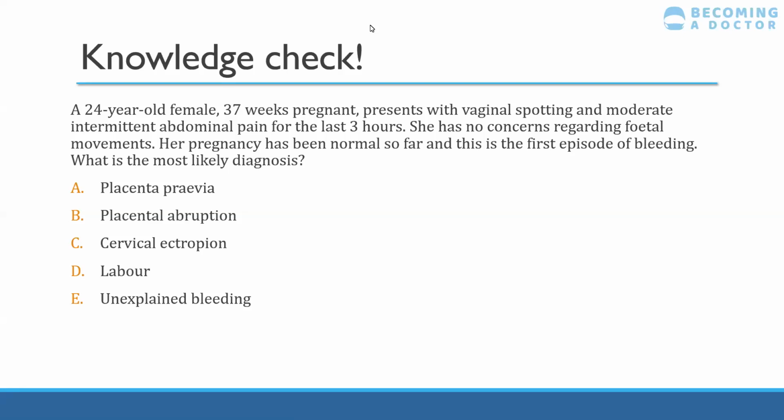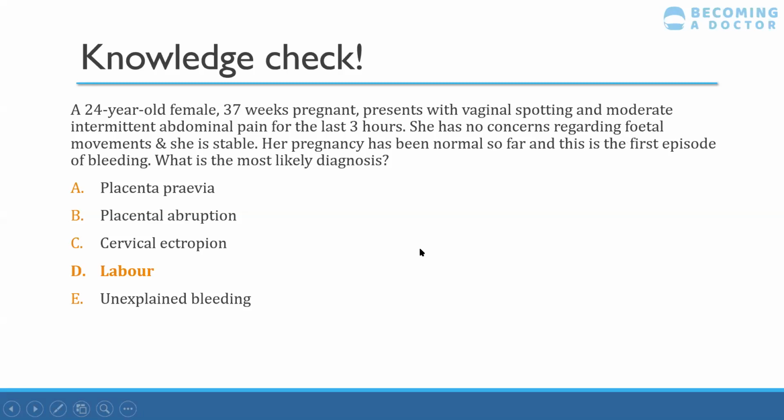So most of you went for labour, and the correct answer is labour. The reason is that the question asks what is the most likely diagnosis. The other options could be the diagnosis, but it talks about intermittent abdominal pain, which suggests contractions, only vaginal spotting, which is quite common, and also she's got no concerns regarding the baby's movement.